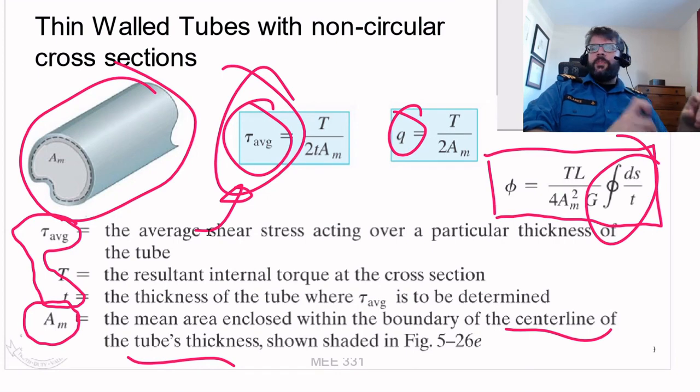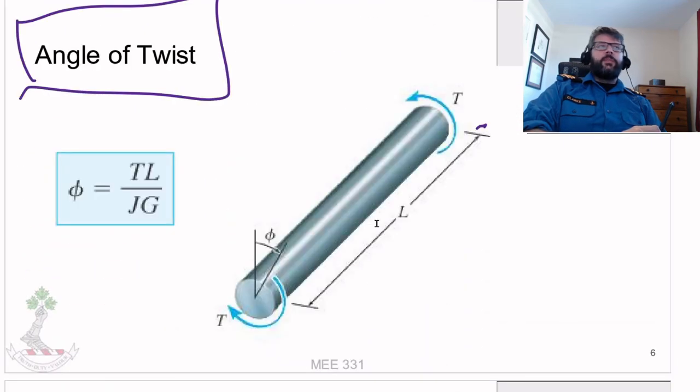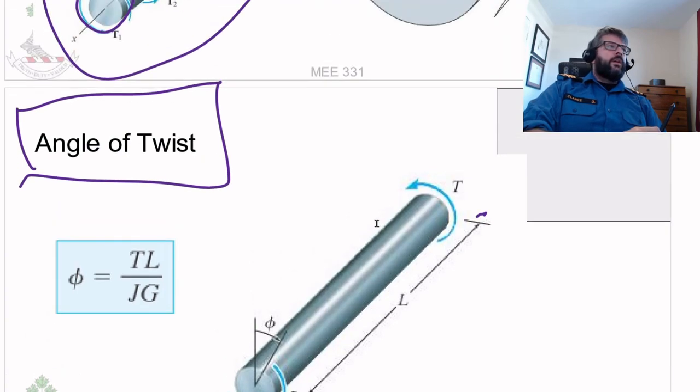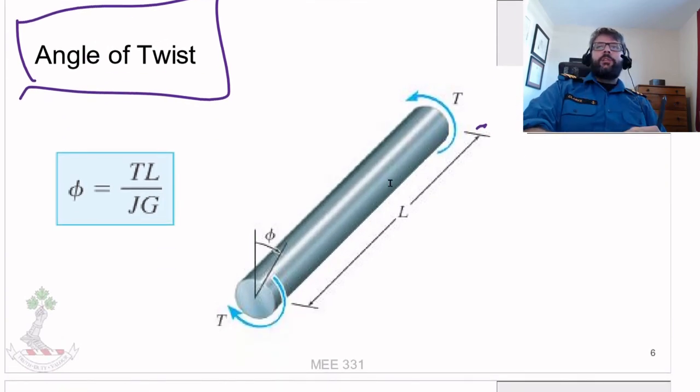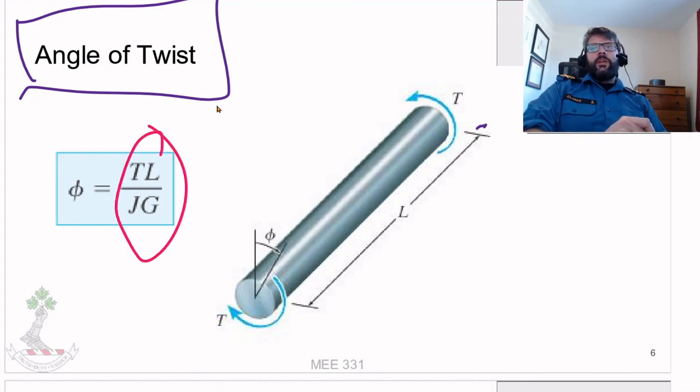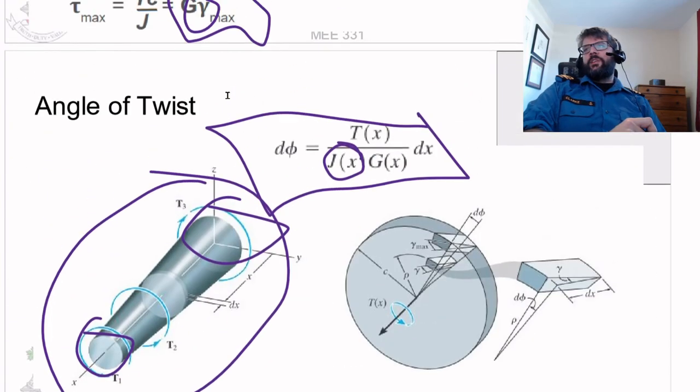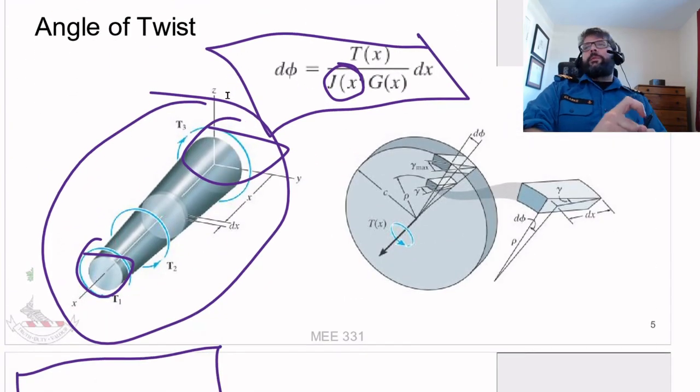So we'll do a couple examples of calculating the stresses for those, and of course we'll also do a couple examples of indeterminate problems involving angle of twist, both for ones where our T, J, and G are constant, and also at least one where we're varying.